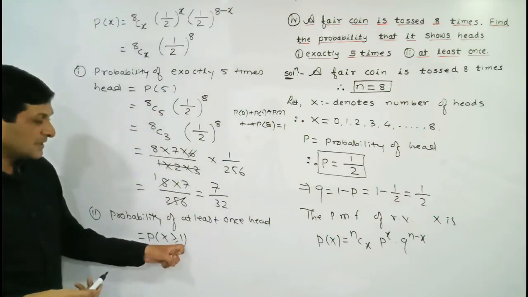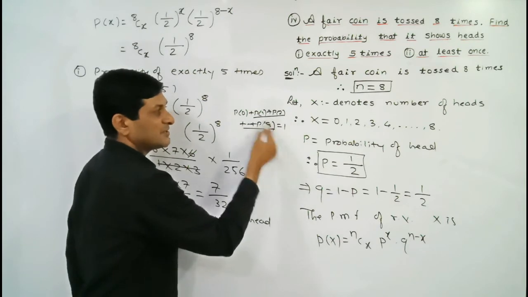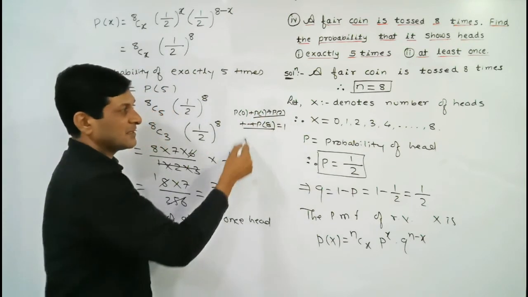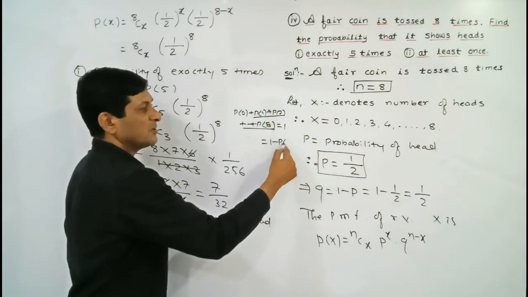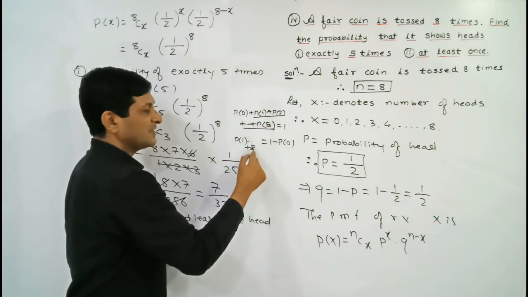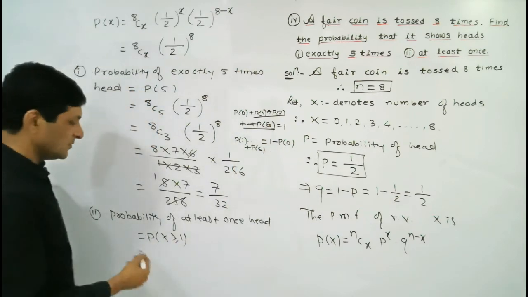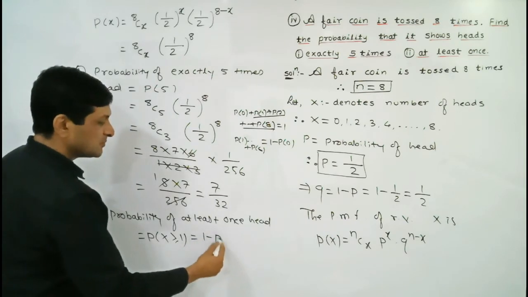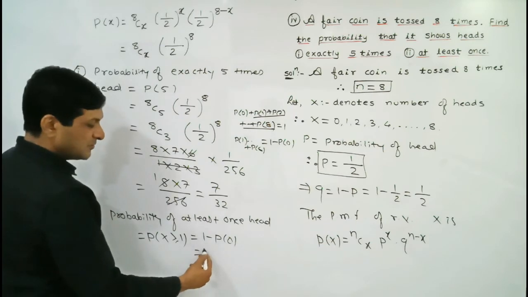But what do we need to do now? 1 can also be included, so we have to find the addition of the probabilities from 1 to 8, so this P of 0 will come here with a minus sign. So which is equal to 1 minus P of 0, means P of 1 to P of 8. Addition of all these probabilities will be equal to 1 minus P of 0. So which is equals to 1 minus P of 0.